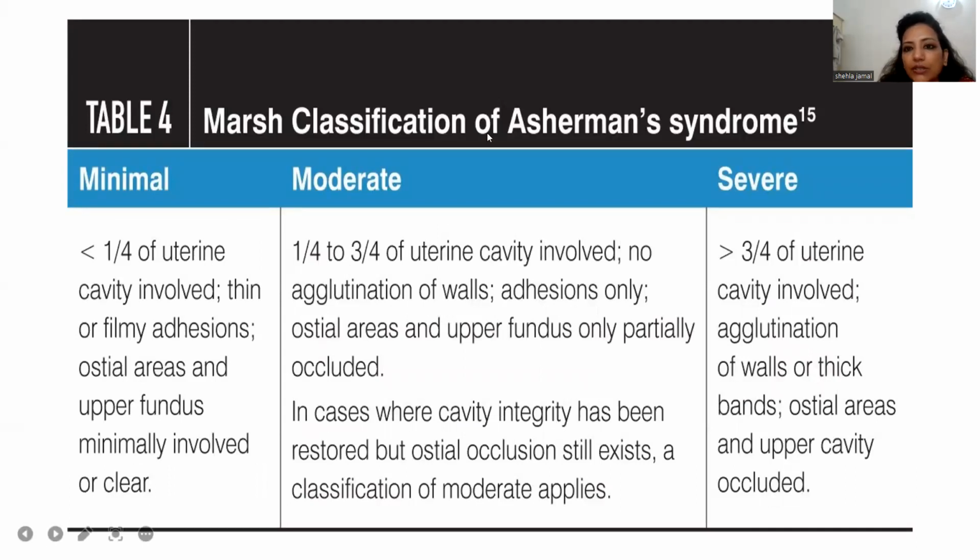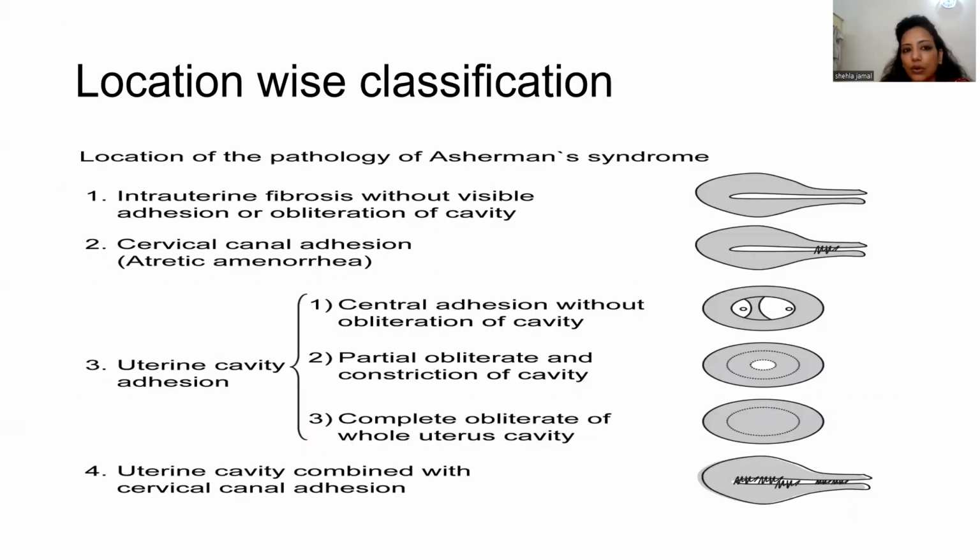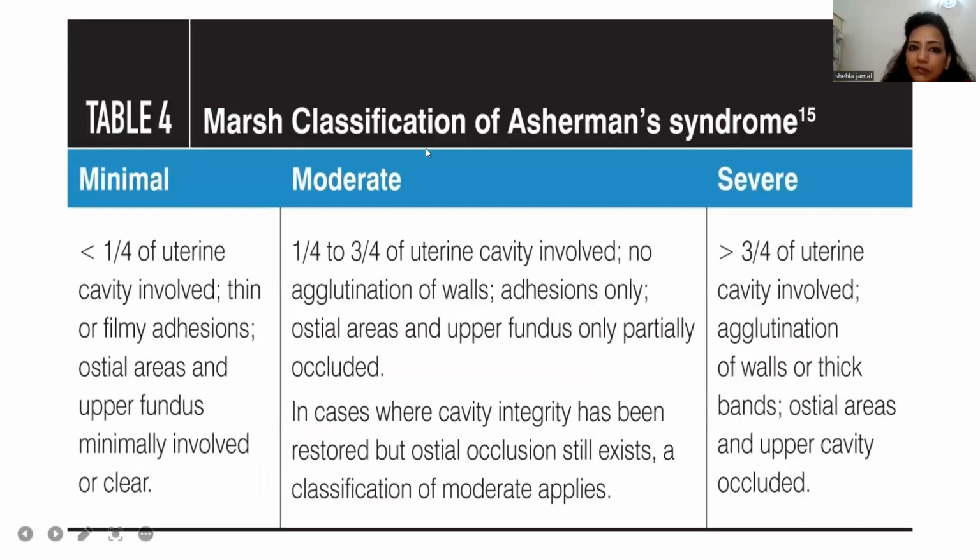Second classification is the March classification, in which we quantify the amount of adhesions that have been formed. So first was almost a topographic division, where there was fibrosis without adhesion, only endocervical canal adhesion, uterine cavity adhesions, and fourth is the adhesions of the uterine cavity as well as endocervical canal. Second is a degree-wise classification, also known as March classification, which is categorized into minimal, that is less than 1/4 of the uterine cavity involved in adhesion. Thin or filmy adhesions are there. Ostial areas and upper fundus are minimally involved or clear.